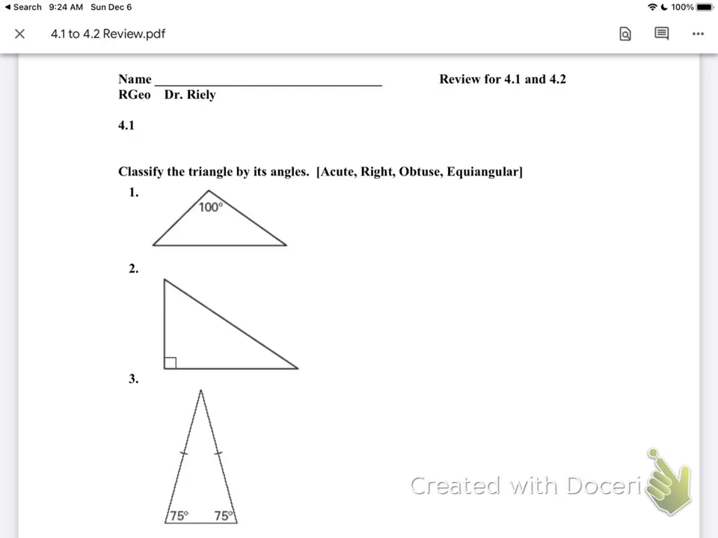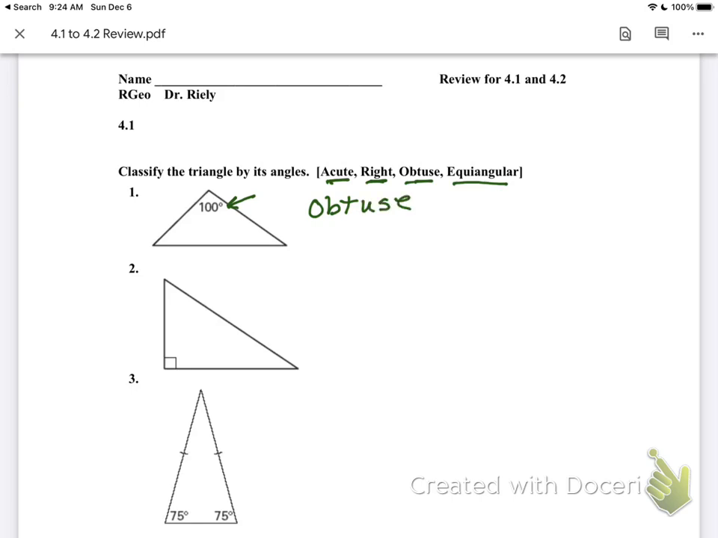In this video, we're going to go over the review for 4.1 and 4.2. So the first question says, classify the triangle by its angles. Okay, and I give you the words that you're going to use. So it's either going to be acute, right, obtuse, or equiangular. So look at this first one, and the fact that this angle is greater than 90 degrees tells me that the triangle can be classified as obtuse.